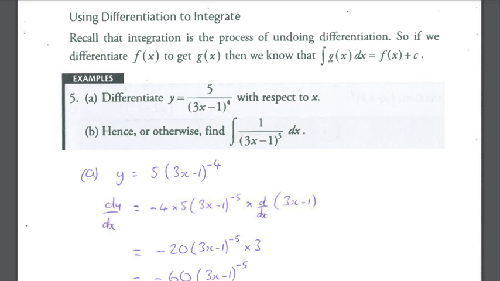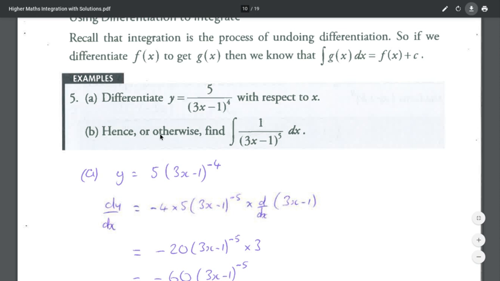So let's have a look at the question. Example 5 here: differentiate y equals 5 over bracket to the power 4 with respect to x. So that is just the chain rule. We're going to be differentiating in that first bit, guys. It does tell me to do that. And then it says hence or otherwise find the integral of this.